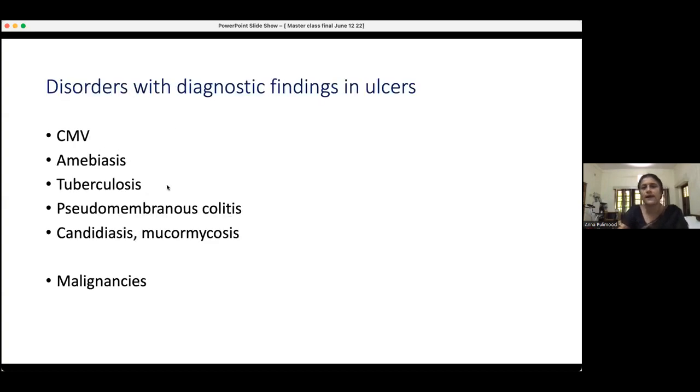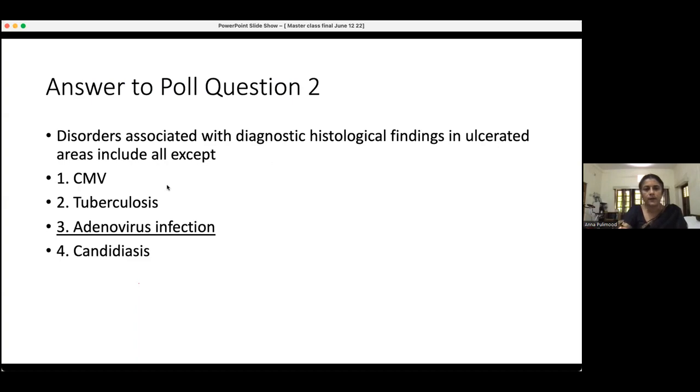So actually the answer is adenovirus, because candida in the esophagus can affect the intact epithelium. But in the colon and small intestine, if you see candida, it's always in the ulcerated mucosa. It does not invade the intact mucosa normally. So if you want to look for candida, you actually have to biopsy the ulcerated mucosa. If you want to look for CMV, TB, you look at the ulcerated mucosa. But adenovirus is an infection of the epithelium, and it will only be seen in areas of intact epithelium.